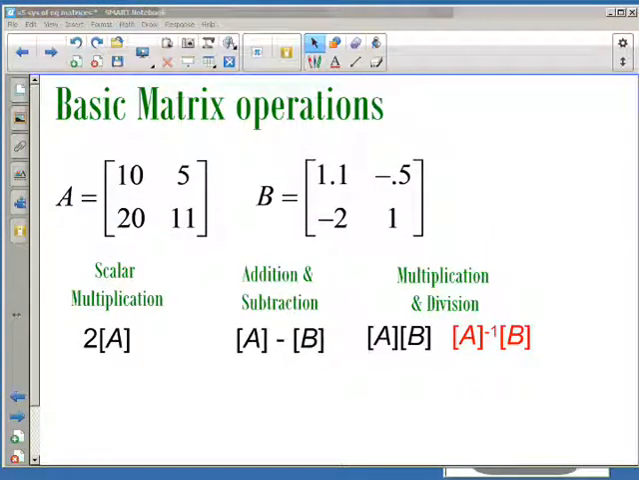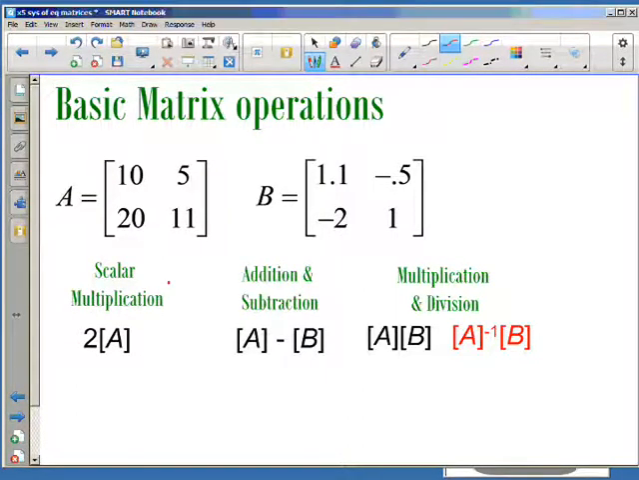All right, when we look at these basic operations, we talk about multiplication in 2 ways. One's a little more complicated. The scalar multiplication is going to be just multiplying a single value, not an entire matrix, by another matrix. And we'll look at that one first.